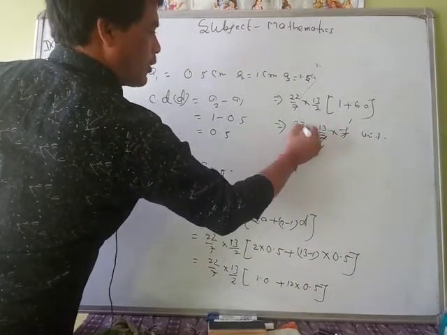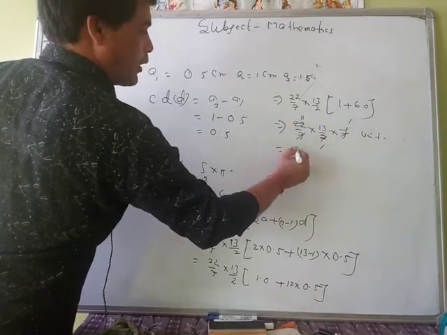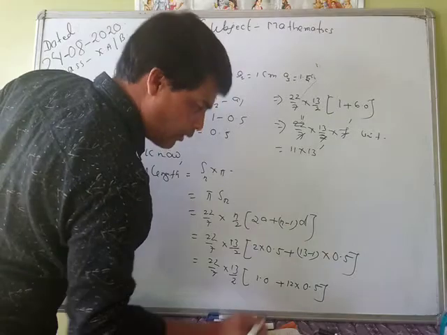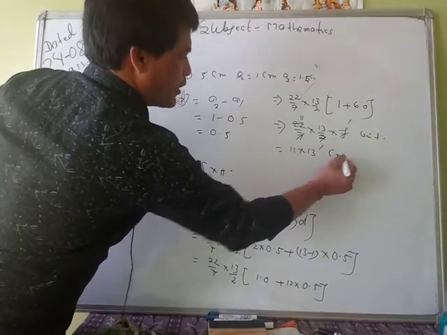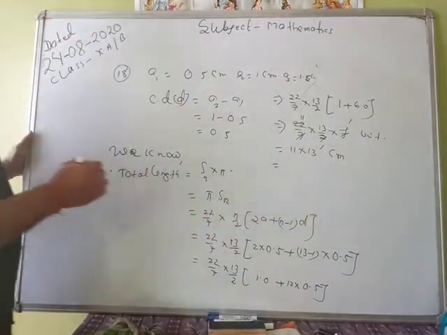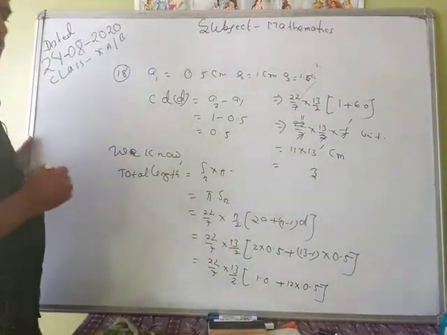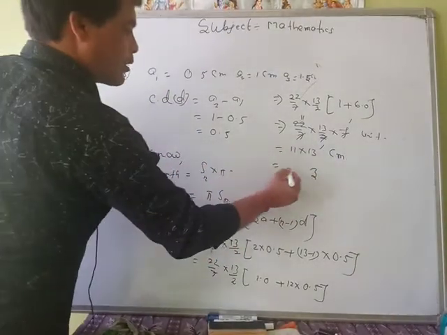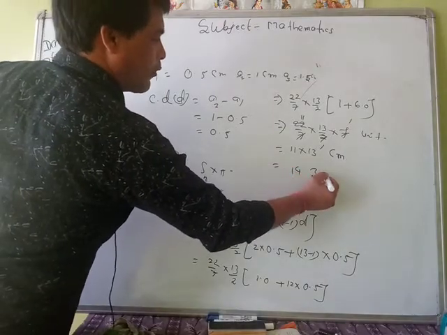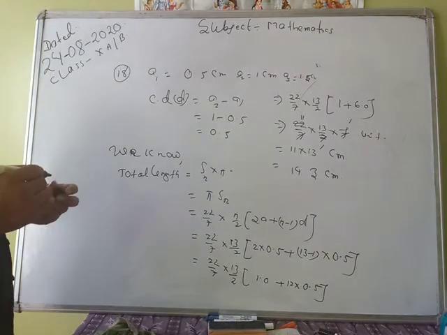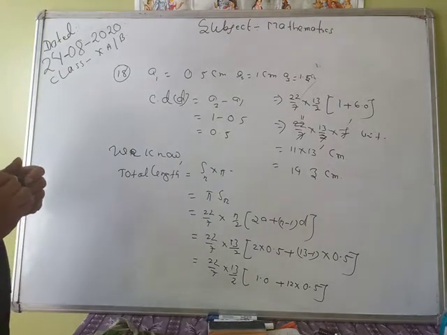Then 2 1 the 2, 2 11 the 22. Then 11 into how much? 13. What will be given in centimeter? Unit is centimeter. Then 11 13 the 11 3 are 33, carry 3. 11 on the 11 plus 3 is 14. 143 centimeter is the total length of this spherical.